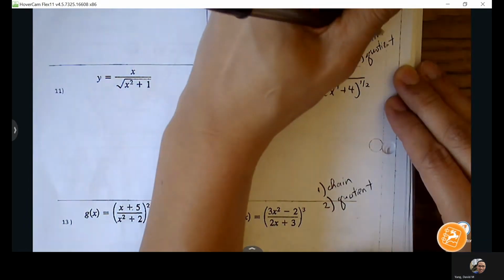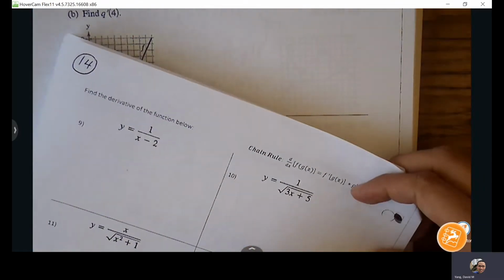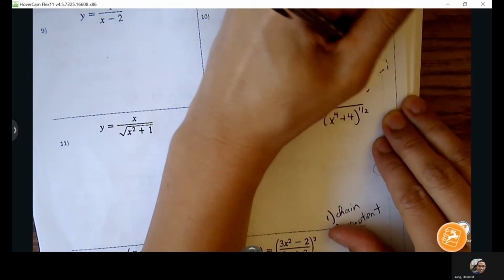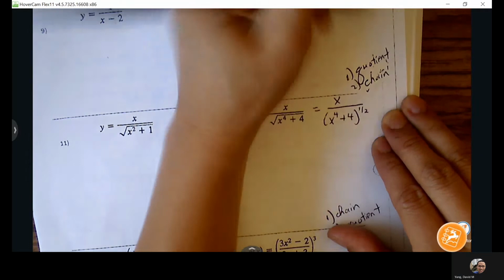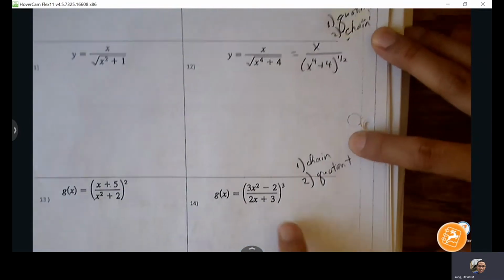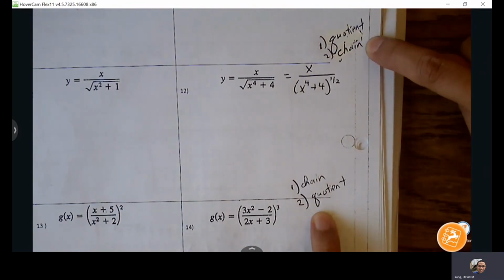I'm sorry. I said it, but I wrote it down. Quotient first. Okay, do you see the distinction here? The parentheses is going to tell us which one to do first.